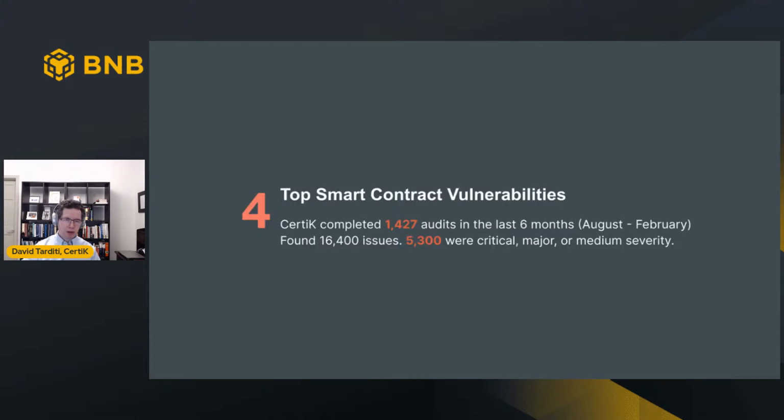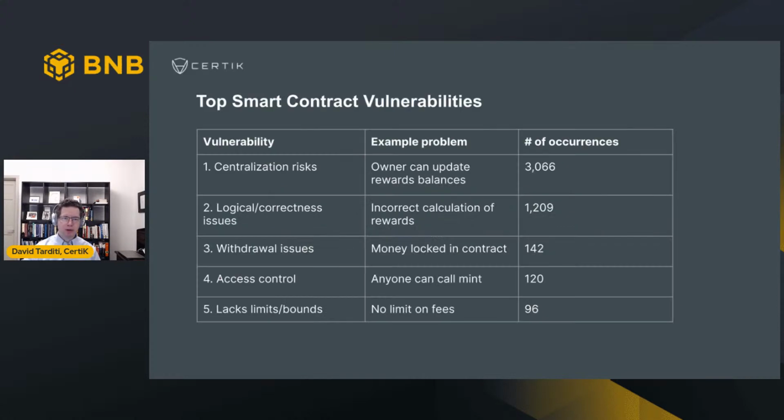So let's jump in and talk about top smart contract vulnerabilities. We found 16,400 issues. 5,300 were critical, major, or medium severity. These are the kinds of issues you need to worry about. Critical issue means you're going to get hacked. Major issue means there's some chance that you could get hacked. A medium severity issue means that it could be an issue, but maybe there's not so much value at stake, or maybe it's more difficult for a hacker to take advantage of that issue.